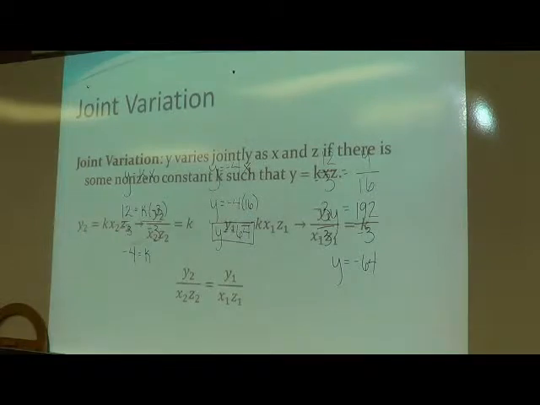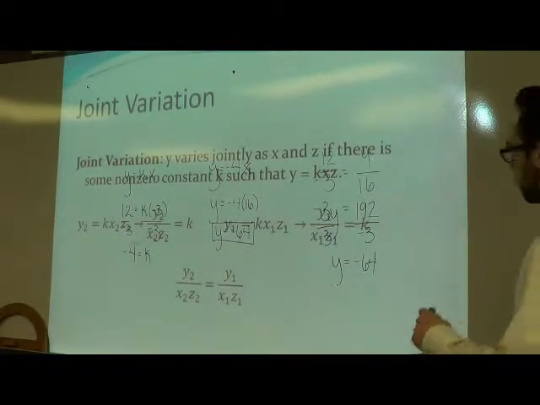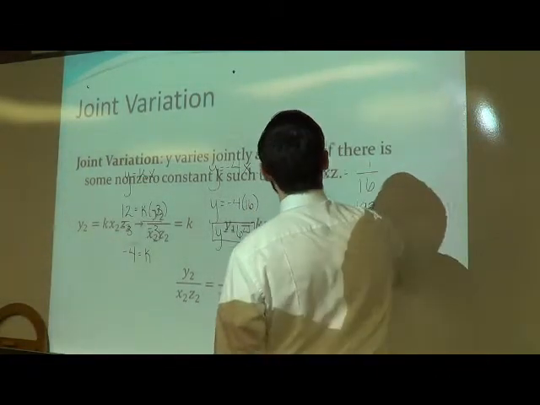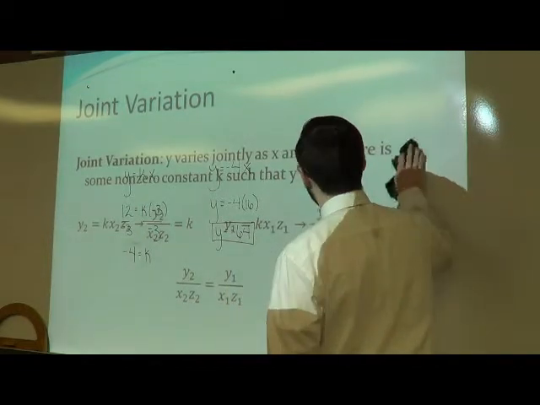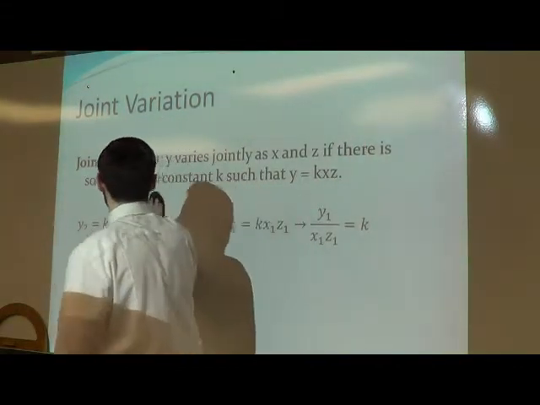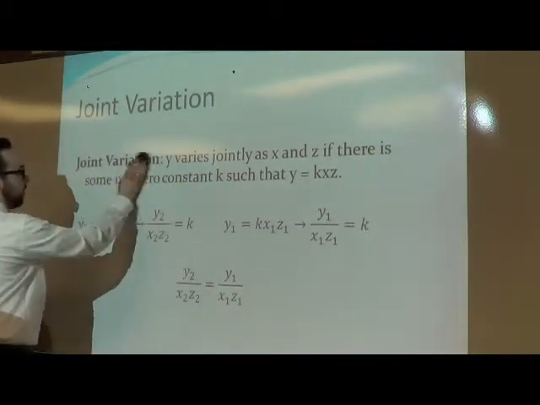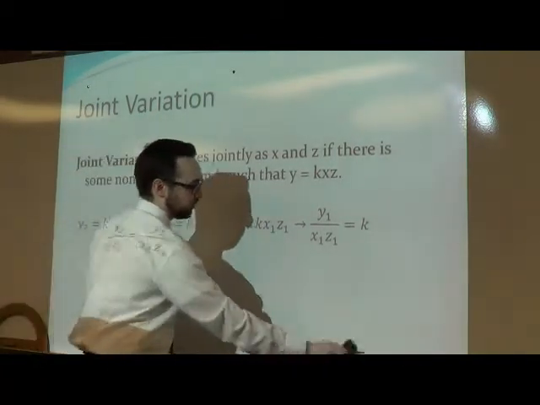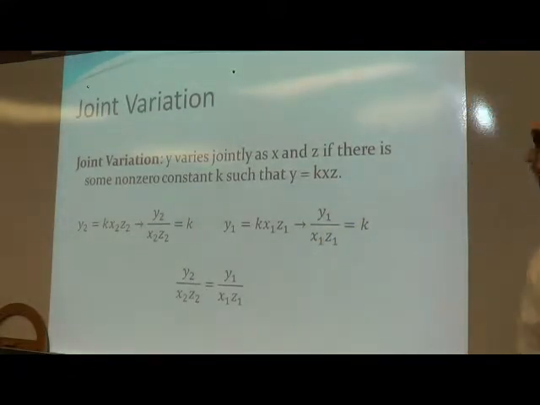So then we have joint variation. Joint variation is where you have three variables now. We have an x, a y, and a z. So this is going to be very similar. They'll give you now two of the three and ask for the third one. But the first time they'll give you three so that you can find the k value.